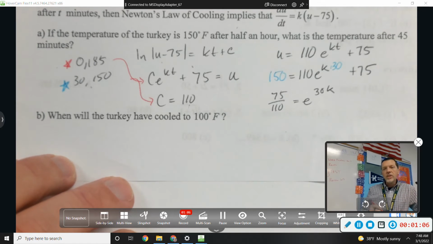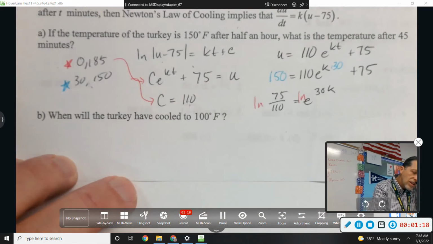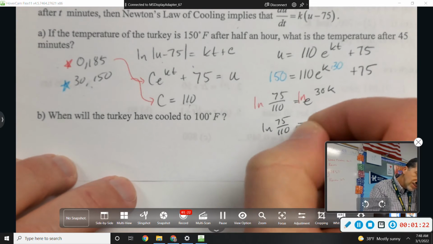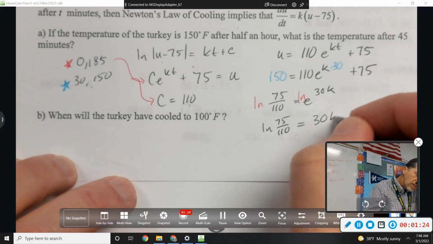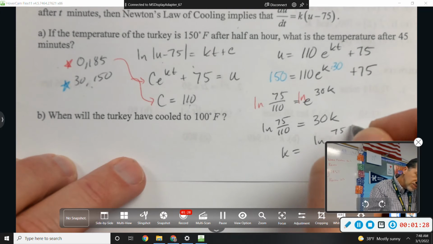What do you want to do next? By the way, we're done with calculus for this problem. This is all algebra from here on out. What's that? Natural log both sides. So natural log of 75 over 110 equals 30k. So k equals natural log 75 over 110, all over 30.